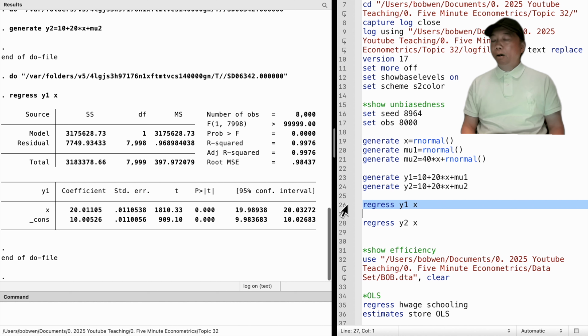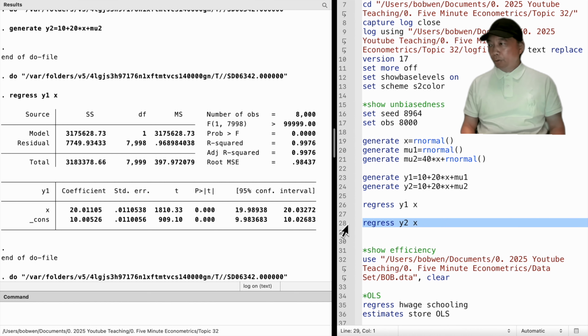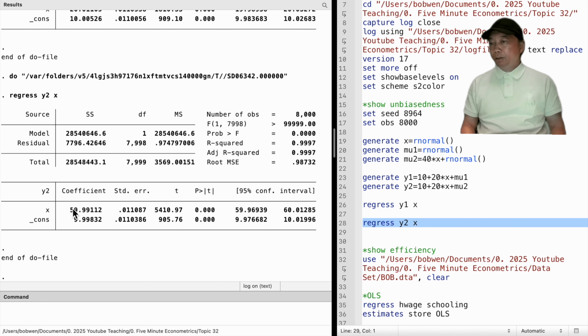We regress y1 on x and find that the estimated coefficients are close to the 2 values we set. We regress y2 on x and find that the estimated slope coefficient is far away from the 2 value we assign. The reason is that the data generating process for y1 satisfies the zero conditional mean assumption, but that for y2 does not. For the first model, the explanatory variable x is not correlated with the error term mu1. However, x is correlated with the error term mu2 in the second model.